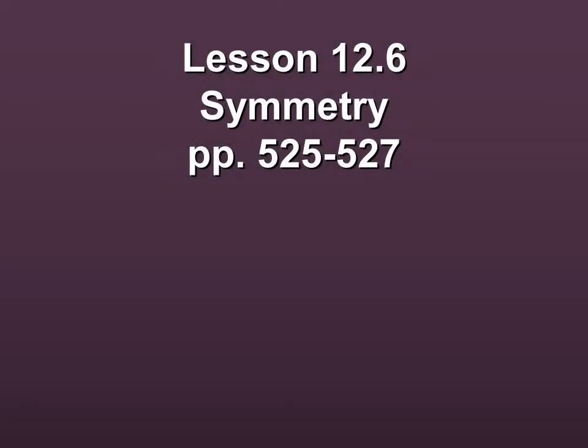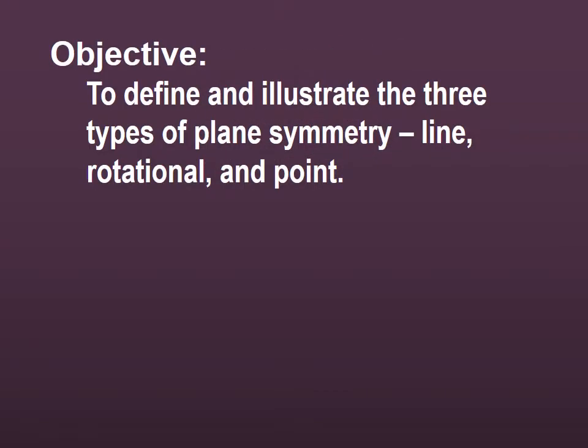Today we are going to talk about symmetry. I know that we've already learned what symmetry is, and we have a basic idea of what symmetry is. But today we're actually going to really look at the details about symmetry and even look at the different classifications of symmetry and give you a little bit more knowledge other than the basic idea that you have. We're going to define and illustrate the three types, which are line, rotational, and point.